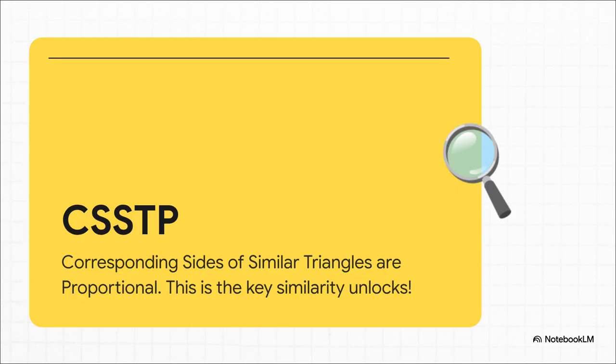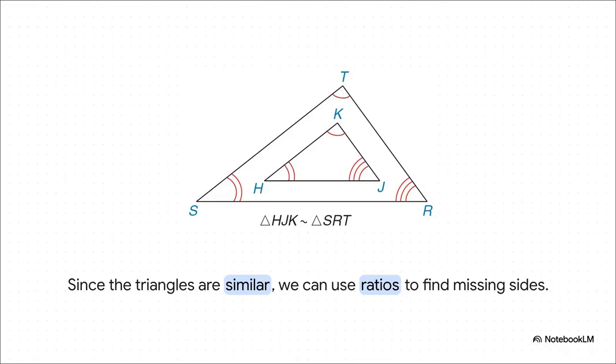It's a bit of an alphabet soup, but it just stands for corresponding sides of similar triangles are proportional. Once you've used AA, SAS, or SSS to prove two triangles are similar, you earn the right to use this powerful concept. So check it out. This is what CSTP lets us do. Once we know for a fact that this inner triangle is similar to the outer one, we can set up proportions. We can say that the ratio of side HJ to side SR is exactly the same as the ratio of side JK to RT.